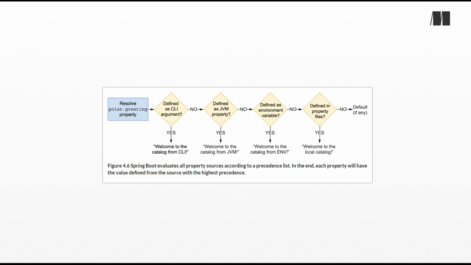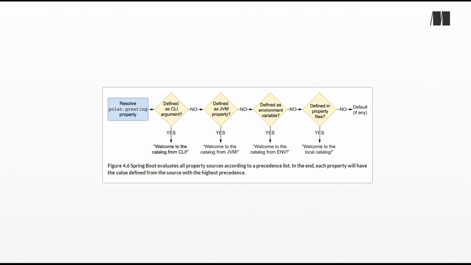You can use one of the higher priority property sources to override the default values, depending on where the application is deployed. In this section, you'll see how to use command line arguments, JVM properties, and environment variables to configure a cloud-native application without rebuilding it.